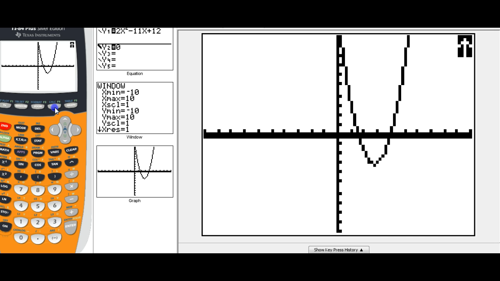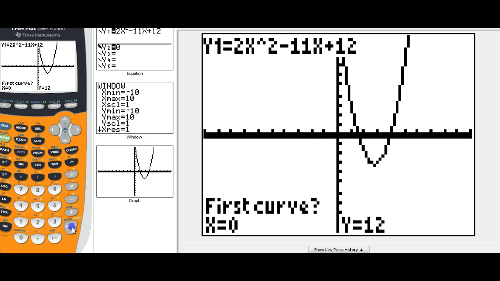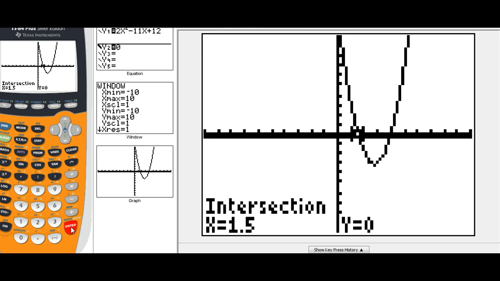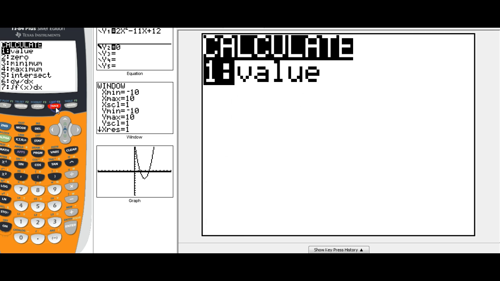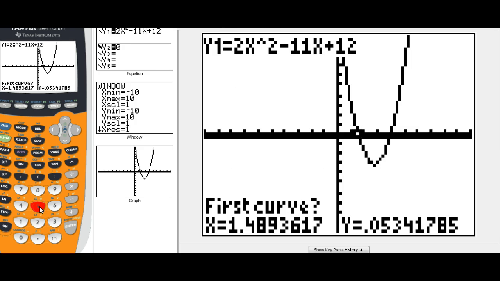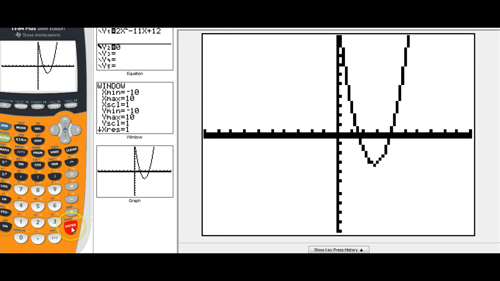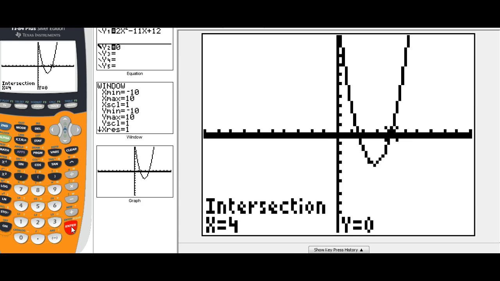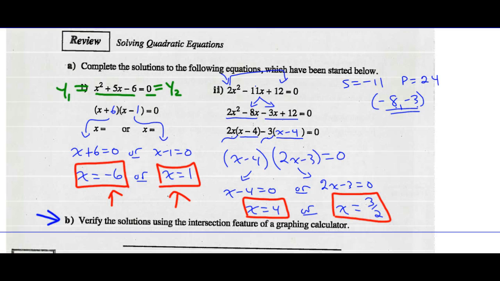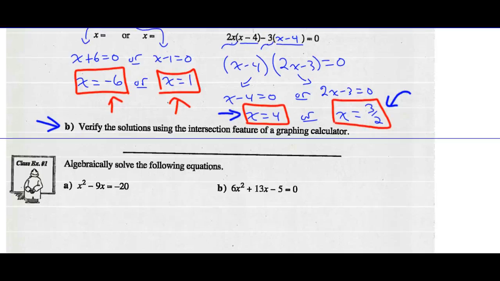Go second, calculate the point of intersection. Hit enter 3 times, and it'll give us one of the points of intersection, which is 1.5. And we said one of the solutions was 3/2, so that's the same thing. Do it again and find the other point of intersection. Second function, calculate number 5. Hit enter twice, and now move your cursor closer to that second point of intersection. Press enter, and we'll notice it's 4. So 1.5 and 4, yeah, that's what we had. 1.5 and 4 for the solutions for that second quadratic equation.